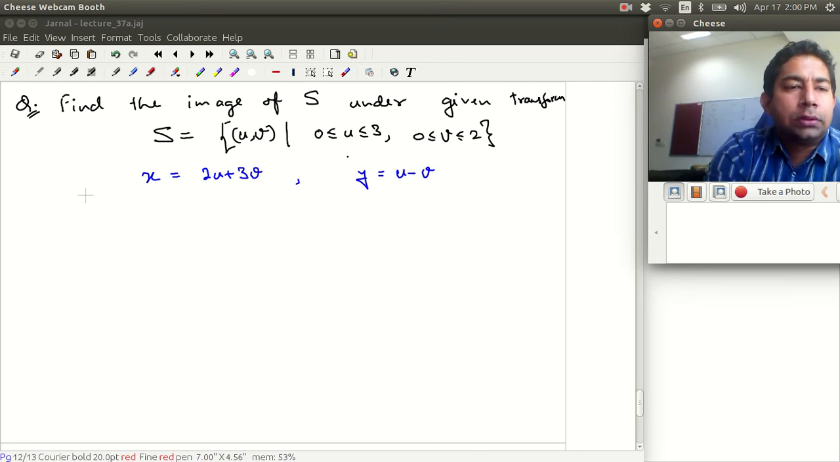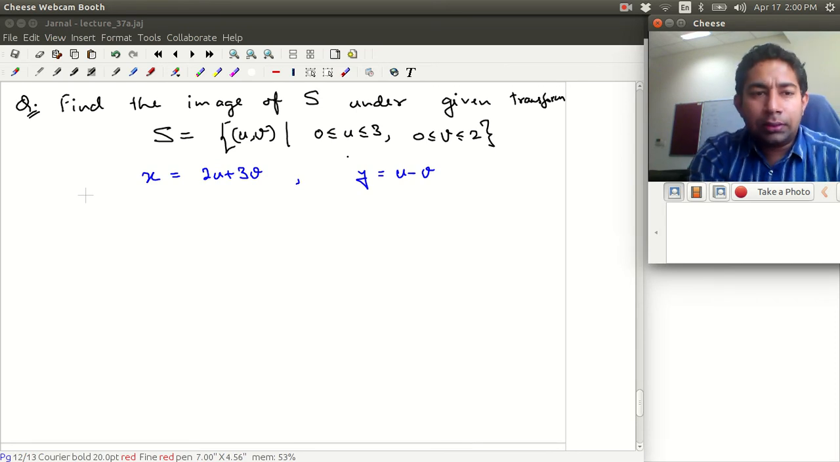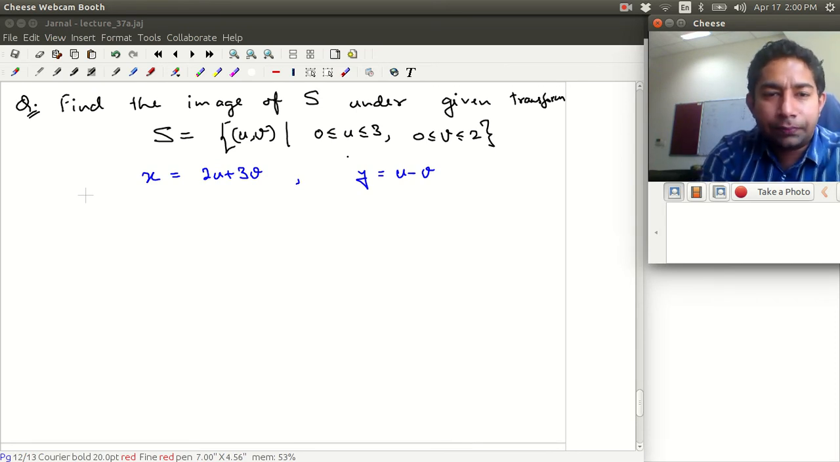So here we have the question: find the image of S under the given transform, where S is all tuples (u, v) such that u varies from 0 to 3 and v varies from 0 to 2. The question we ask is, if we define x as a function of u and v and y as a function of u and v, then in the xy plane, what is this rectangle transformed into?